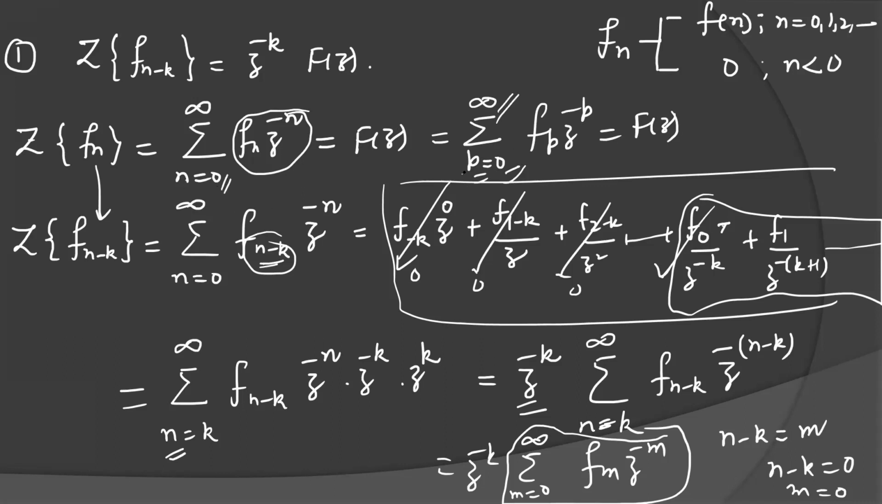You can change the parameter, so here I can change the parameter with m only. So you will get the z transformation of f(n minus k) is equal to z to the power minus k F(z). It is a very simple proof. Now see the second proof.